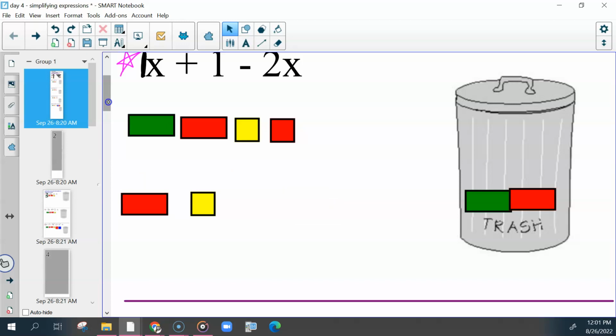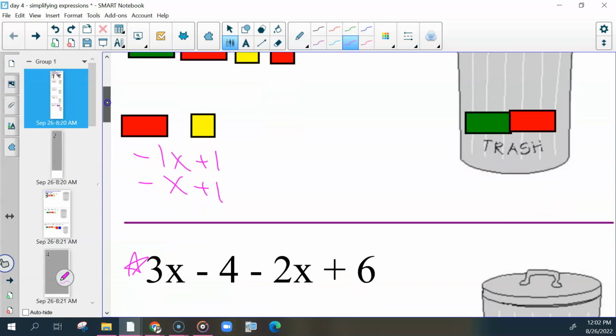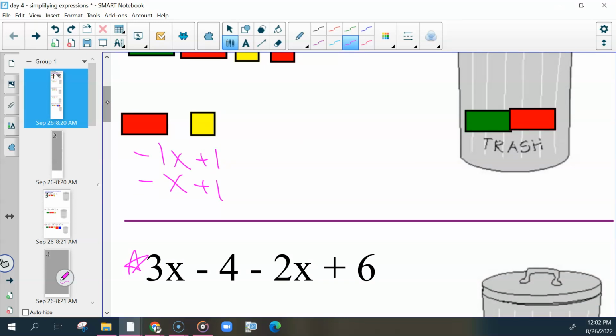So instead of taking the expression and making algebra tiles, we're going to look at the algebra tiles and say what's left. Anyone want to take a guess as to how we would write that? Iman, go ahead. Negative 1x plus 1. You could also write this as just negative x plus 1. Questions about that? So this would be our final algebra tile answer, but this would be our actual answer that we would write down.